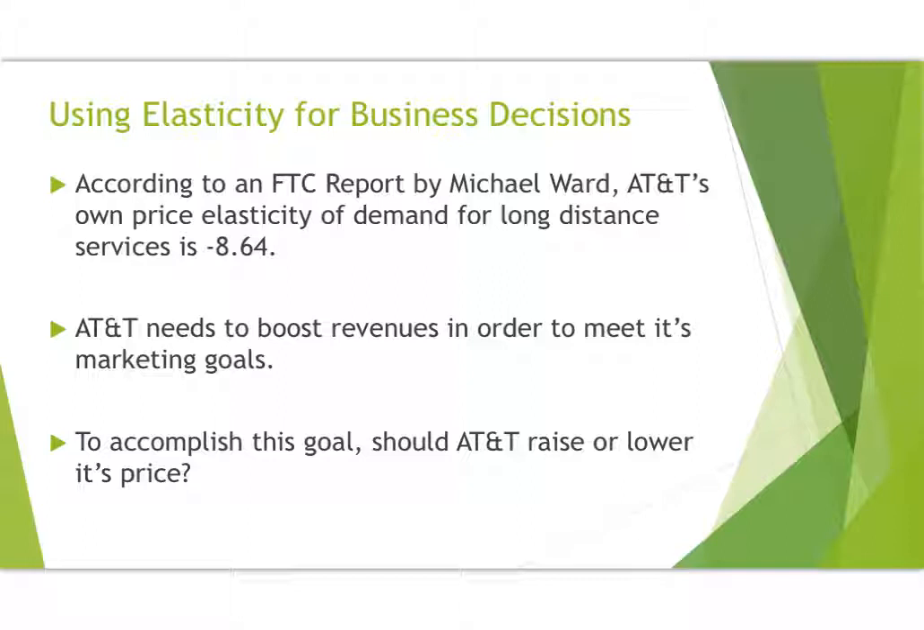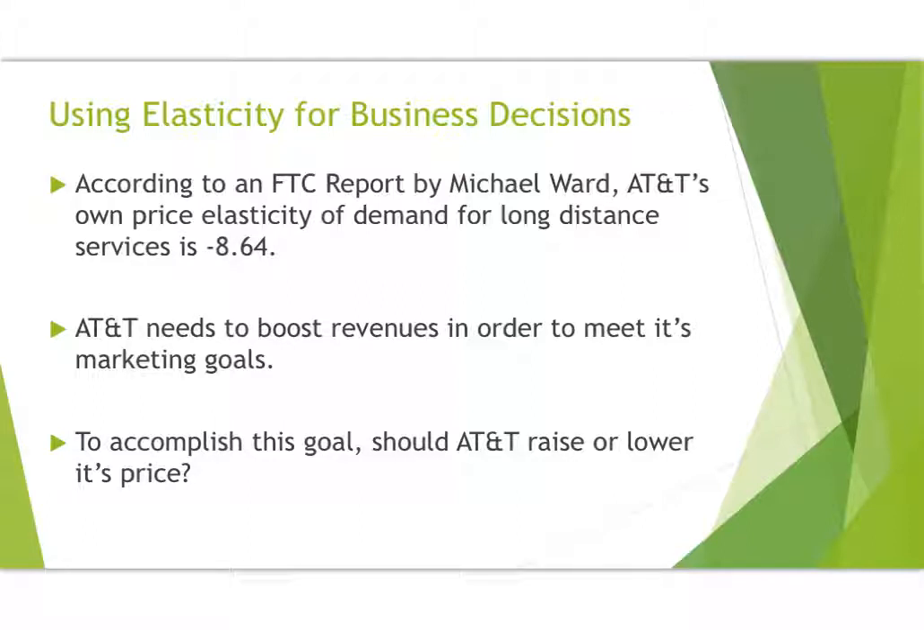Okay, so here's an example from the real world of using this. It's a little bit older report at this point, but there's an FTC report out there by an economist named Michael Ward, who estimated that AT&T's price elasticity of demand is negative 8.64. So greater than 1 in absolute value, highly elastic. AT&T needs to boost revenues in order to meet its marketing goals, in order to satisfy its shareholders. So the question is, to accomplish this goal, should AT&T raise or lower its price?